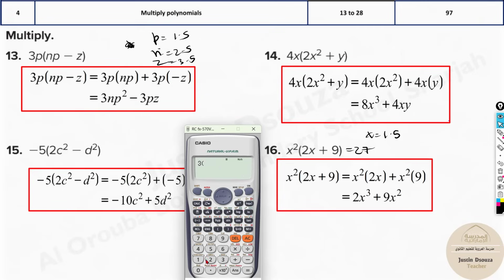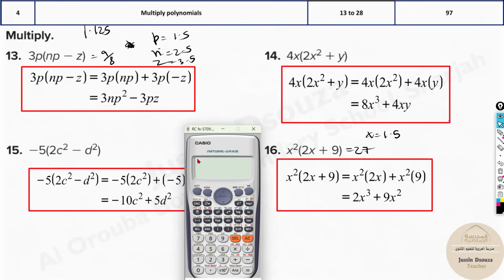3 times, what is p? It's 1.5. Close the bracket. Again, open the bracket. Multiplied with, what is n? 2.5 times p is again 1.5, and then minus z is 3.5. Now close the bracket. The answer is 9 by 8. Just write the answer. It's very important to remember it. Now, it's also useful to use the decimal, 1.125. Generally, it's fine, but it's better to use decimal because sometimes your final answer might be in decimal only. It won't be in fraction.